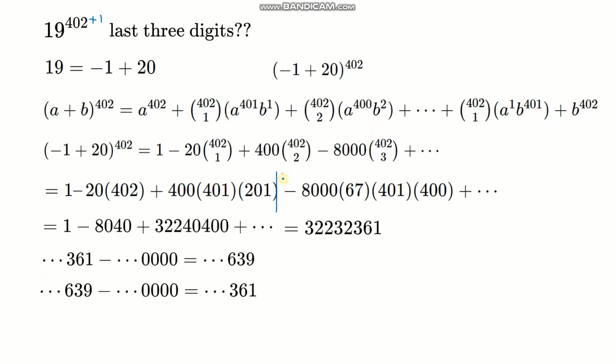After the third term, we have 400 remaining terms. So how do the 400 remaining terms help us? Remember that every fourth term we return to our original ending digits, which is 361. Since 400 is divisible by 4, we just return to our ending digits 361 after adding and subtracting many times. So finally, the last 3 digits of 19 to the 402 is 361.